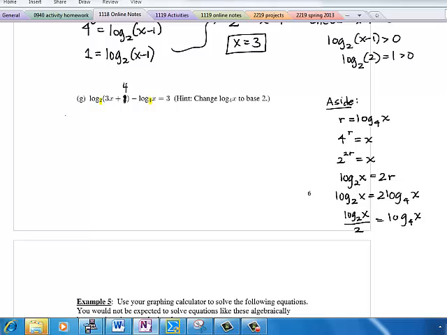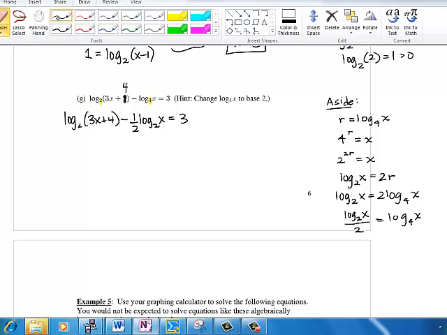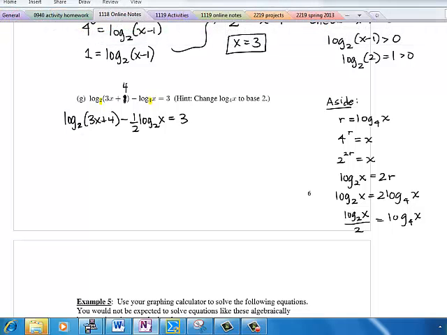So we'll have log base 2 of 3x plus 4 minus 1/2 of the log base 2 of x equals 3. So this is the complicated part, switching it so that each of them has a log base 2. The first one should stay log base 2, and the second one should switch from log base 4 to 1/2 times the log base 2 of x.